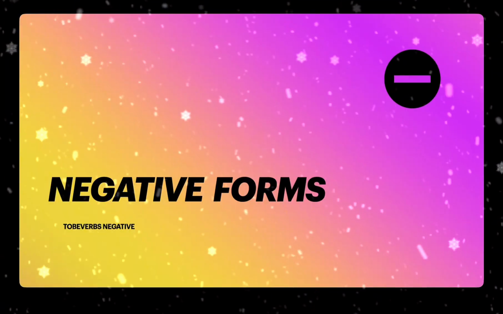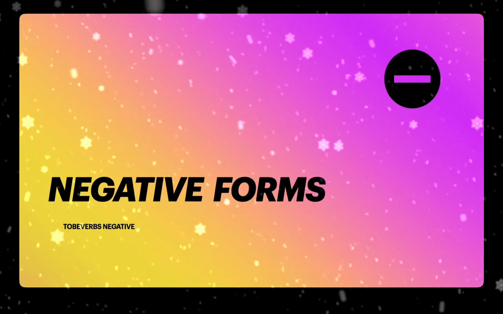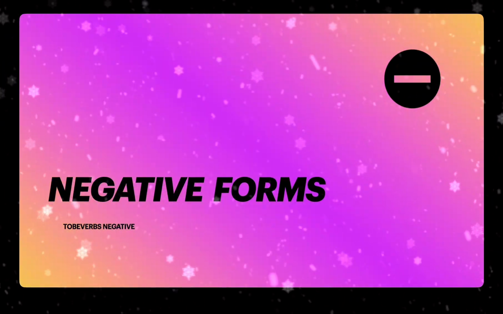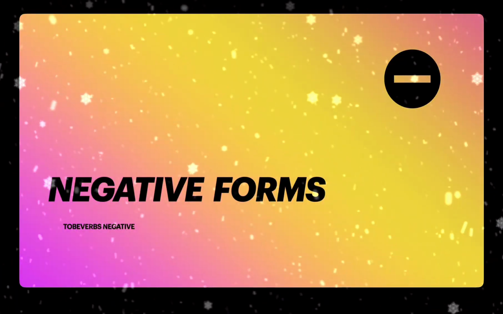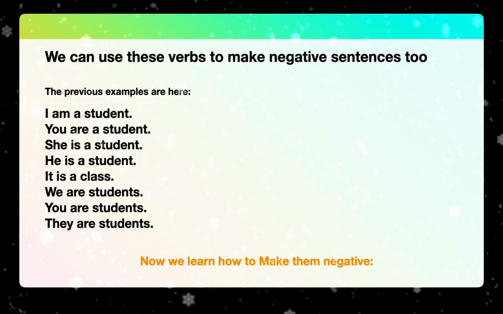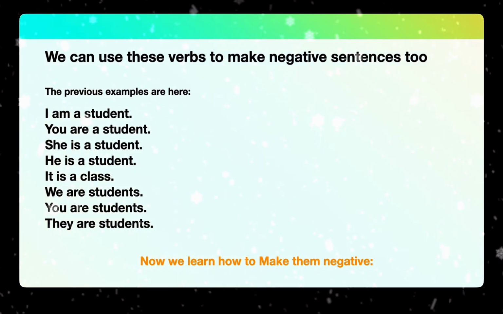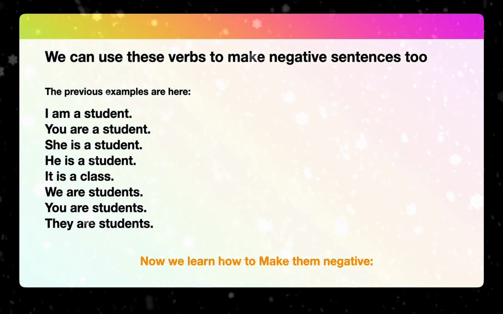Here is the negative forms slide. Now it's time to learn negative forms of to be verbs, which is really important because you can show your information more professionally. We can use these verbs to make negative sentences too. Look at these examples, which are the previous examples that I mentioned.